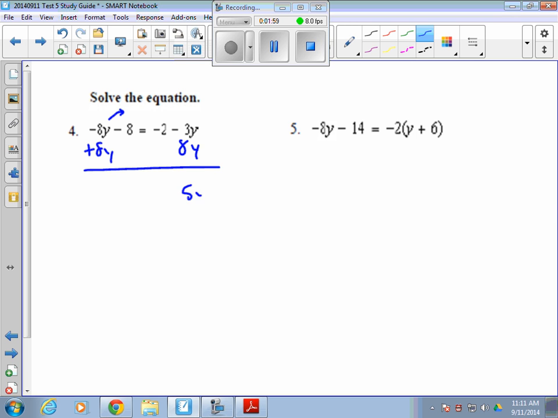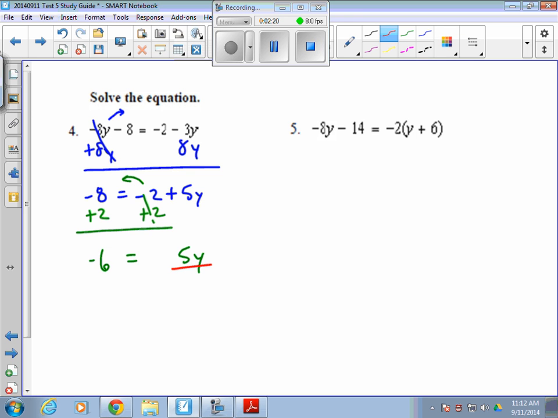That gives you a positive 5y. And it's still minus 2 on the right. It cancels here. You still have negative 8 on the left. Since you brought y over to the right, bring your negative 2 over to the left. Undo that by adding 2 to both sides. So negative 8 plus 2 is going to be negative 6. That'll cancel out, equals 5y.